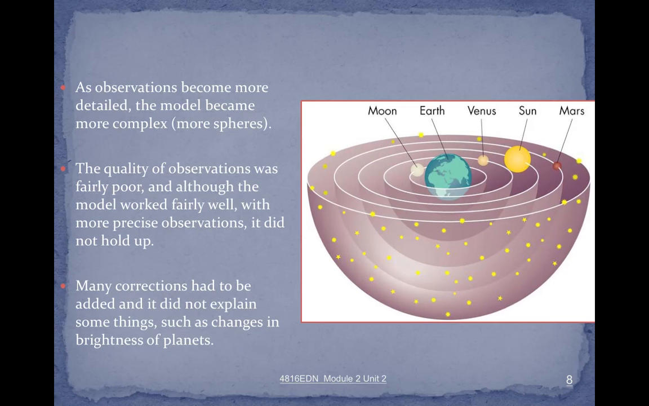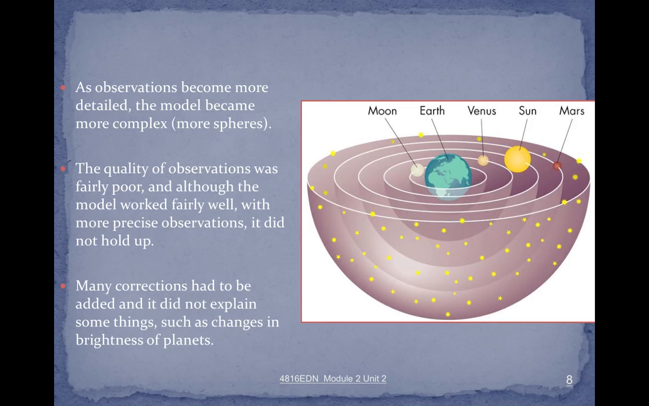But what happened was the observational quality was fairly poor. And although the model worked pretty well, with more precise observations it didn't hold up. We found issues with it that weren't actually aligned with the proposed model. Many corrections had to be added, and it did not explain some things, such as the changes of brightness of planets. Now, there's a particular phenomenon in science called Occam's razor.